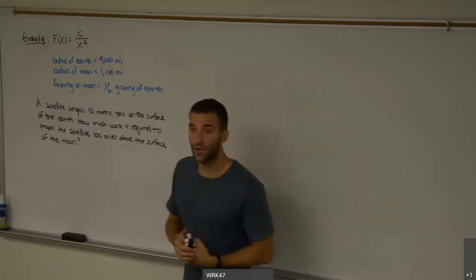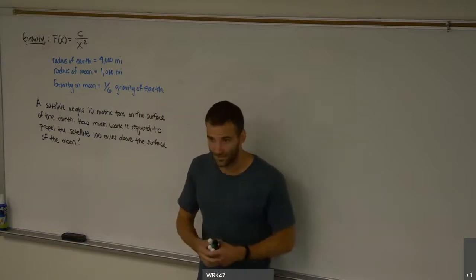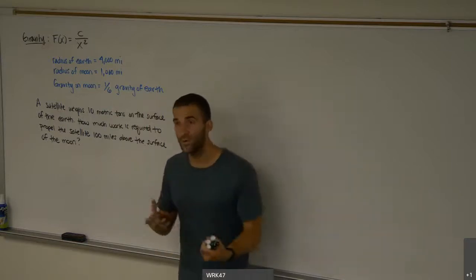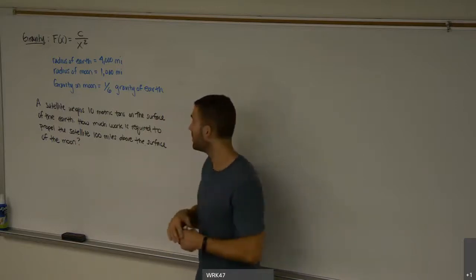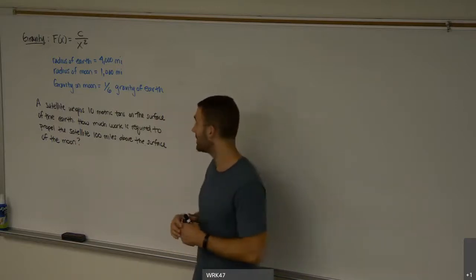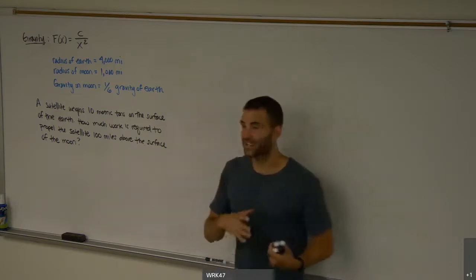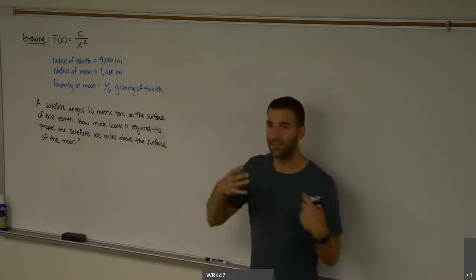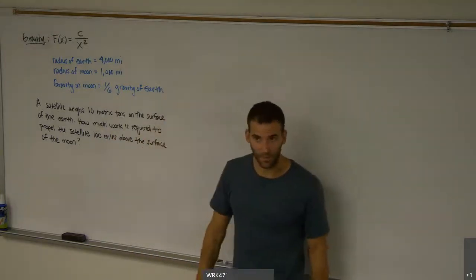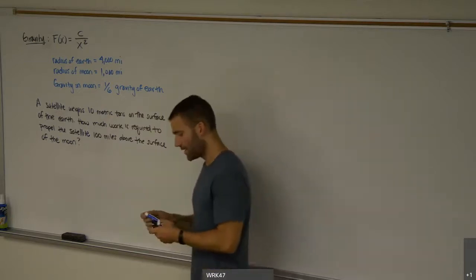For the radius of the Earth, so the distance from me to the center of the Earth, we'll use 4,000 miles. For the radius of the moon, if I'm standing on the moon, the distance from me to the center of the moon would be 1,000 miles we'll use. And the gravity on the moon will be 1/6 the gravity on Earth. So whatever the force of gravity on Earth, we'll divide that by 6 to get the gravity on the moon. Right? It's less gravity, 1/6 of it, we'll say.